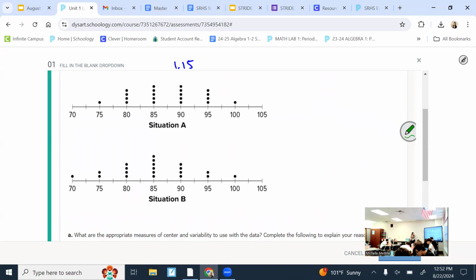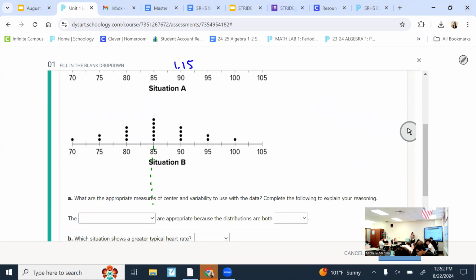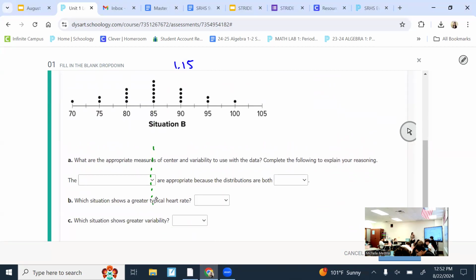I would disagree. I think it is. If I draw a line of symmetry down here, isn't it a mirror image? So it doesn't have to be in the middle of the number line. It just has to be where you can draw a line of symmetry, then it's still considered symmetric. So we would say the mean and standard deviation are more appropriate because the distributions are both symmetric.